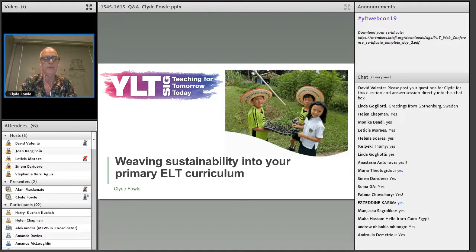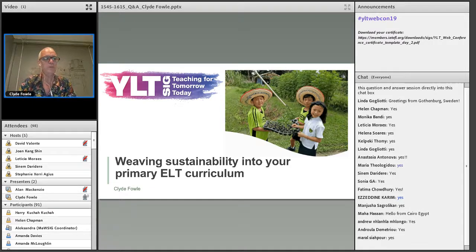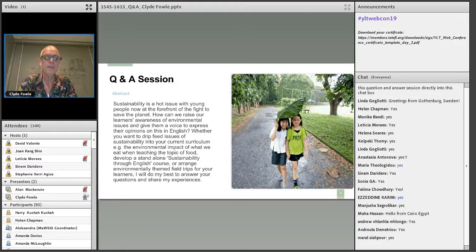There's a picture of some of my students on a farm at our school, and many of these students came to our school from living in cities and towns. They didn't like mud or soil, but after a while they loved being on the farm and getting dirty and connecting with nature. What I really want to look at today is how we can help our students get a voice in terms of English, but also in terms of expressing their opinions about environmental issues and sustainability.